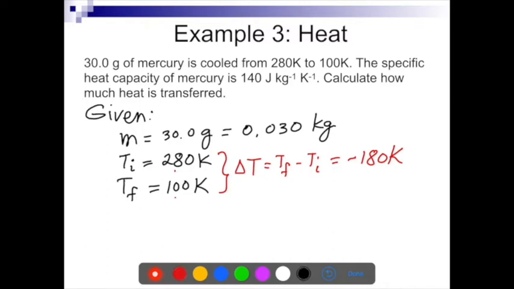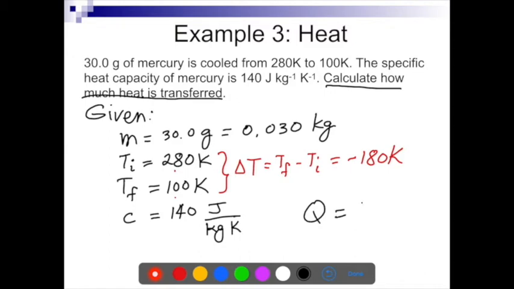And we are given the specific heat capacity C for mercury. It's 140 joules per kilogram per Kelvin. Okay, so now we are being asked to calculate how much heat is transferred, meaning we need to find Q. Q is the amount of heat that's transferred from a hot object to a cold object.